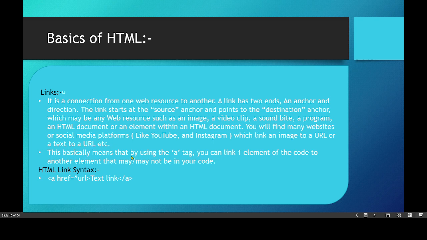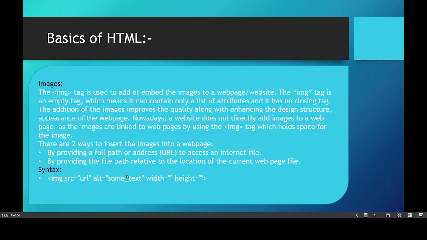This basically means that by using the a tag, you can link one element of a code to another element that may not be in your code. The helpful feature of these links is that whenever we want to connect two web pages which we cannot contain in the same source code, we can. Coming to the HTML link syntax, here we have a href, which is the URL, then a link text which is the content, and the closing tag with a forward slash.